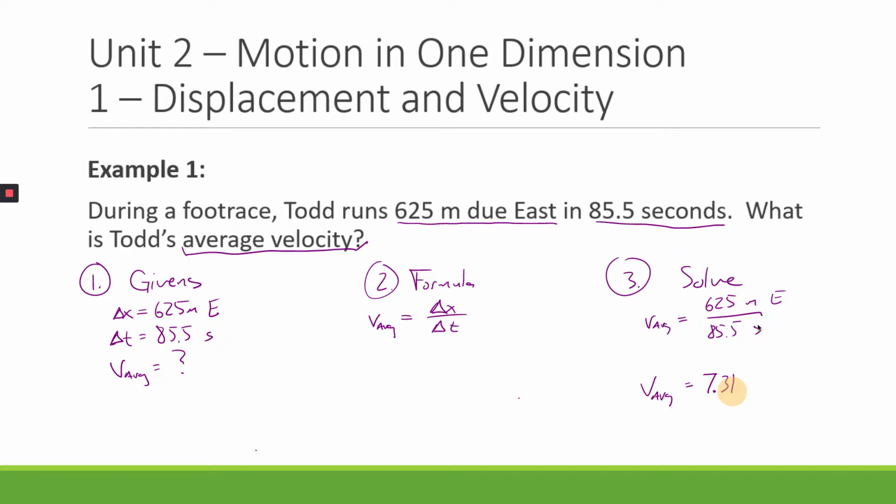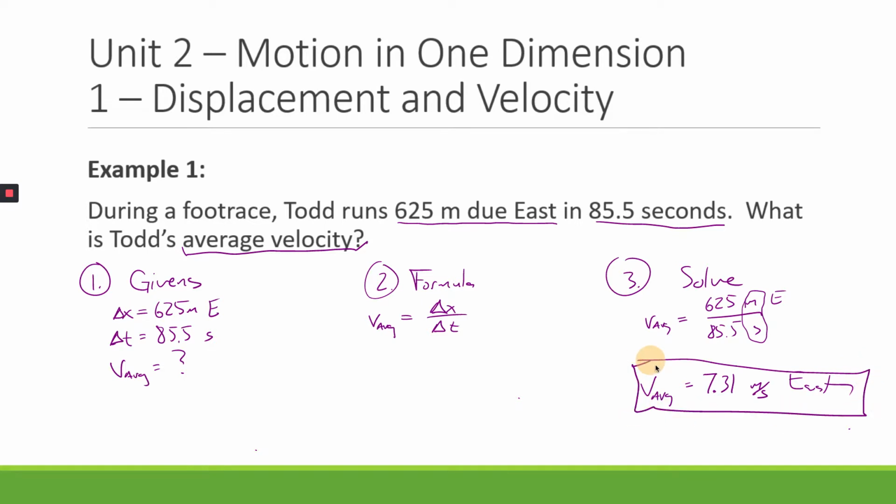The next thing we need is a unit. If you look here, this will give you the unit, meters per second. And then since it's a velocity, we need the direction as well. So Todd, in this foot race, traveled at 7.31 meters per second east. Beautiful. Put that in a box. You are done, and that's your final answer.